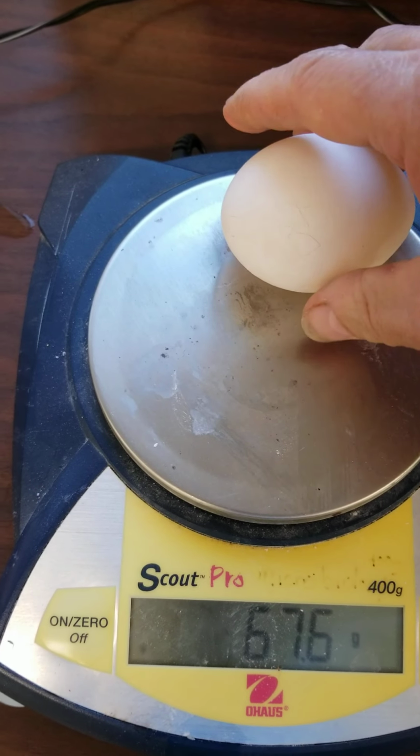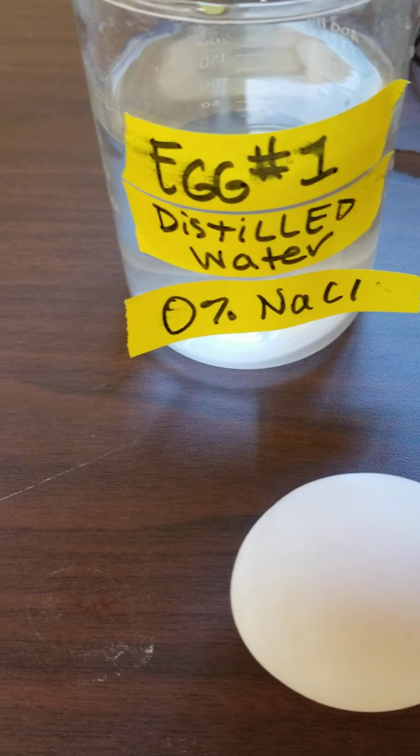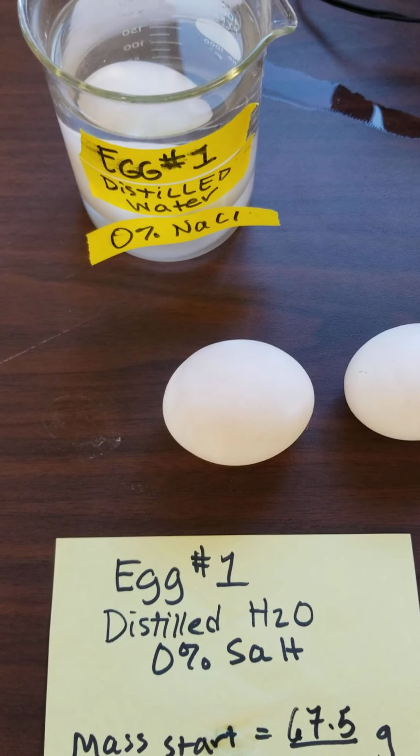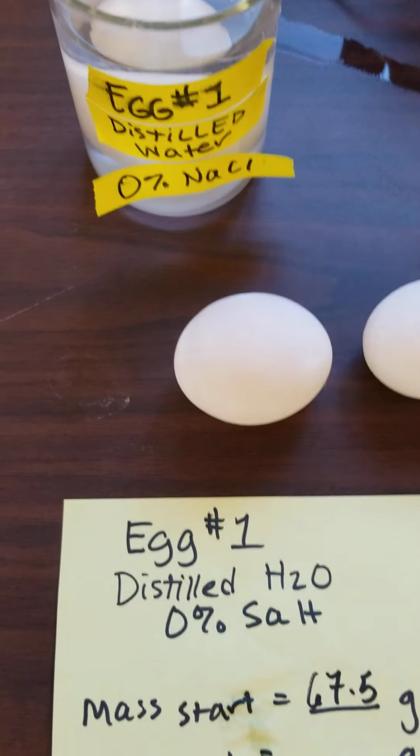So we'll go ahead and take the egg and we're going to put it into the beaker that is labeled egg number 1 distilled water. Okay, then what we're going to do is measure and see, did that egg gain water, lose water, or stay the same?